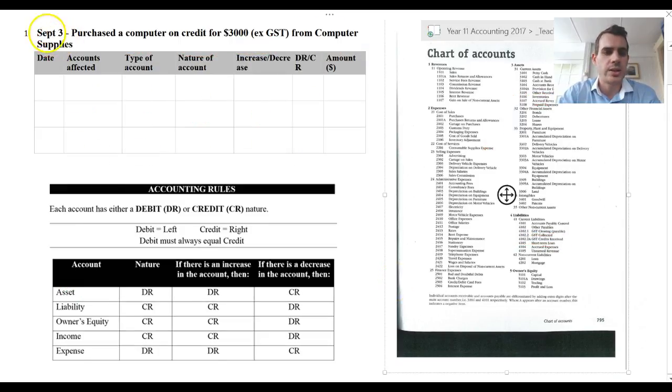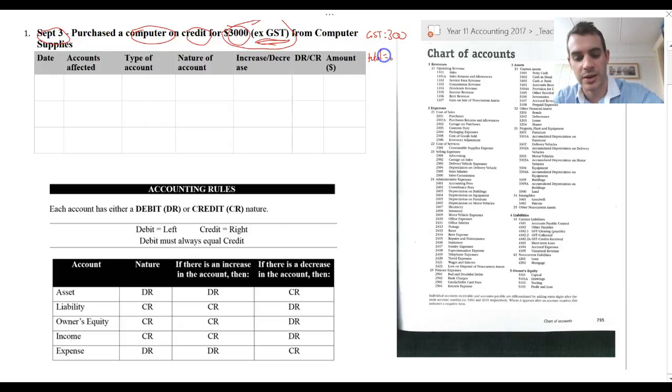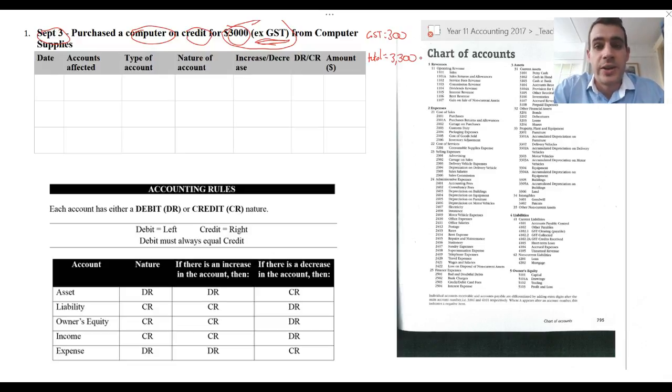This transaction here is a little bit tricky. September 3, we purchased a computer, which is an asset, on credit for $3,000 ex GST from Computer Supplies. So the key here is that ex GST amount of $3,000. So that's actually a trick. So we need to figure out the total price or the GST component of that. So when we're given an ex GST amount, to find the GST component, we divide by 10, not 11. So 3,000 divided by 10, we know is $300. Therefore, the total amount for this computer that we'd have to pay is $3,300. So just be careful with this transaction. There's a little trick in there. All right. What I'll get you to do is pause this now and try to figure out this transaction for yourself, and then press play and check your working.